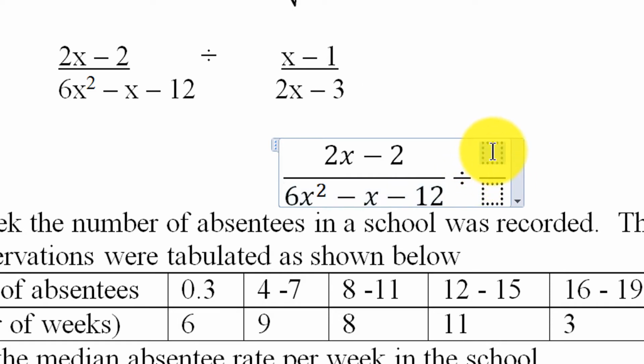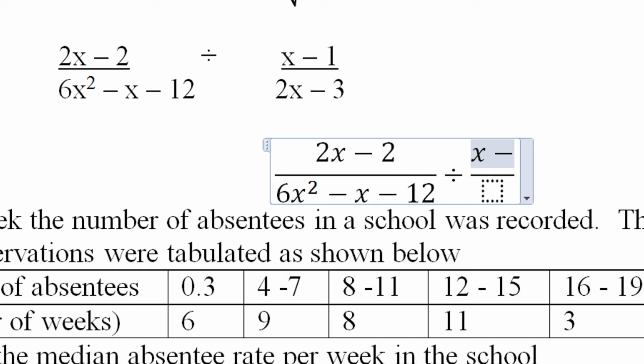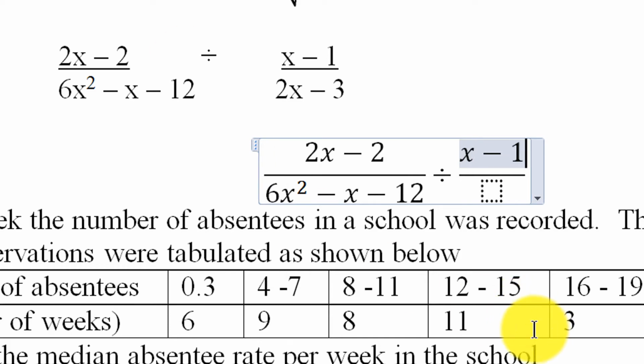Now we can go right ahead and write down the other one. It is x minus 1, of course, over 2x minus 3.